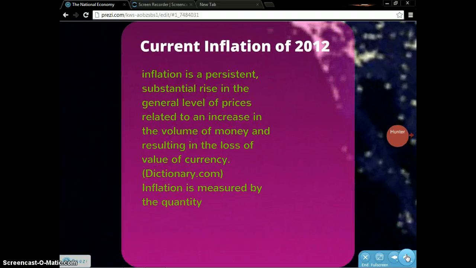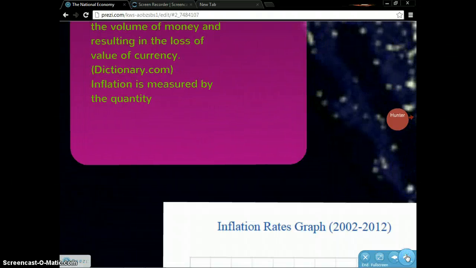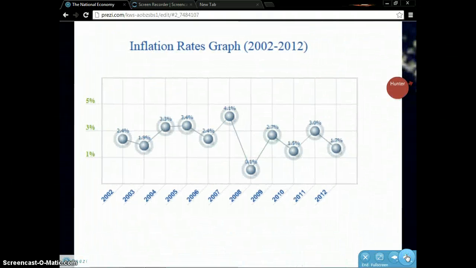Current inflation of 2012. Inflation is a persistent, substantial rise in the general level of prices related to the increase in the volume of money and resulting in the loss of value of currency. We found that answer on dictionary.com. Our definition is pretty much saying the inflation is measured by the quantity of how much money we have in our country. And this is our graph.